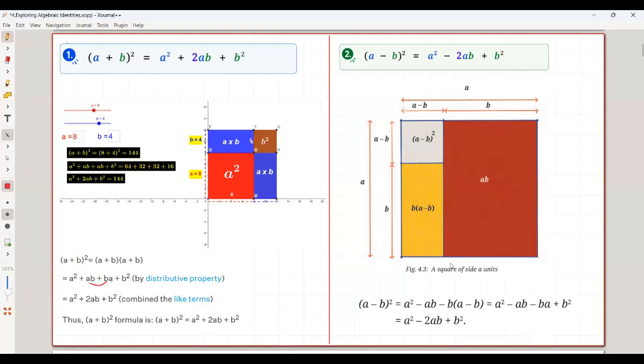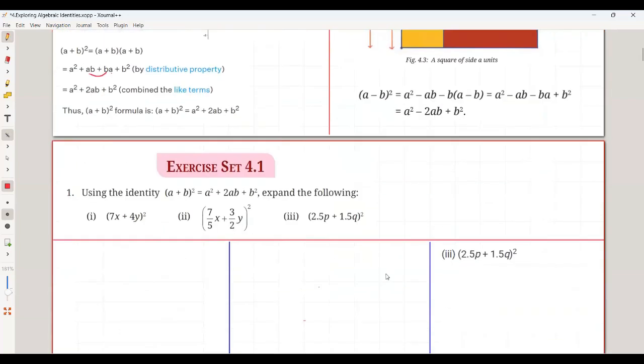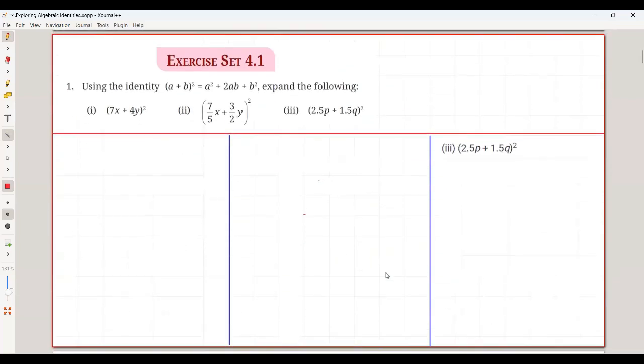For getting A minus B the whole square, right, A square, that is area of the big square, minus this area minus this area. So we are getting A square minus 2AB plus B square. This is the formula for the second: A minus B the whole square means A square minus 2AB plus B square. Based on these two formulas, today we are going to solve exercise 4.1 and 4.2.